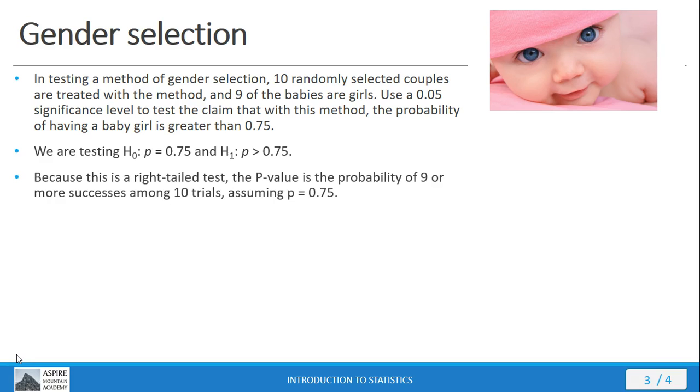So we're looking at a right-tailed test here. We know it's a right-tailed test because we look at that inequality sign in the alternative hypothesis. Here it's like an arrow pointing to the right, so it's a one-tailed test that's on the right. That means the p-value is going to be the probability of getting 9 or more successes among n trials.